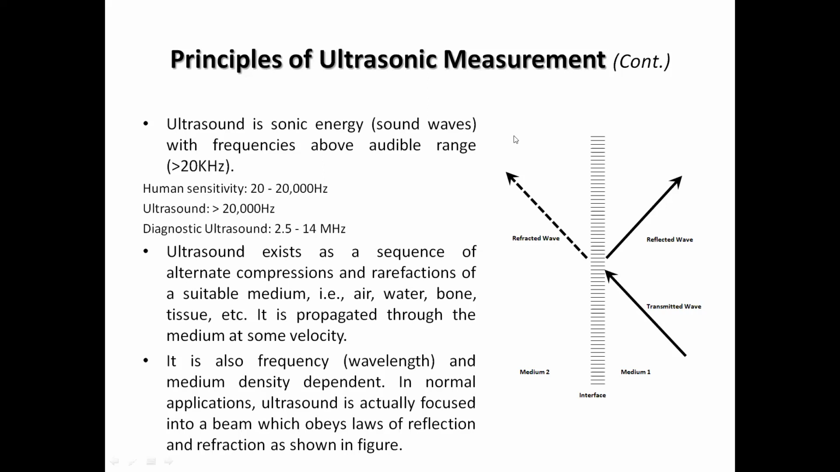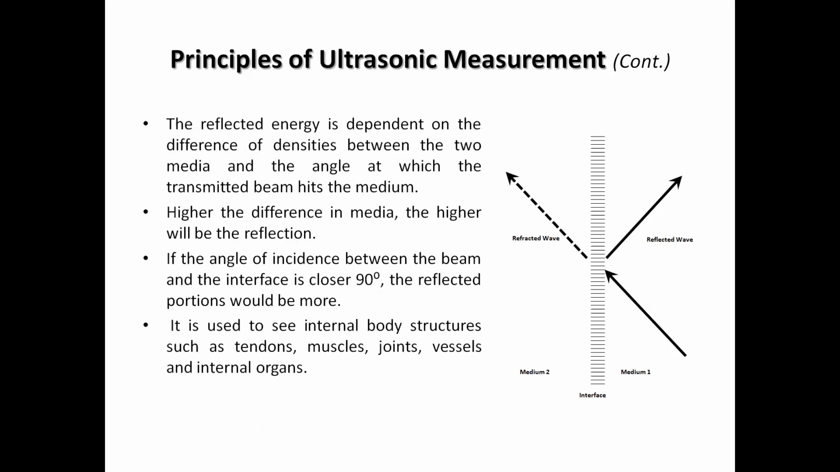When the transmitted waves touch the interface, some of the waves undergo refraction, some of the waves are reflected from the interface. In this way, proper echoes are observed from medium 2 as reflected waves. The reflected energy depends upon the difference of the densities between these two media and the angle at which the transmitted beam hits that particular medium.